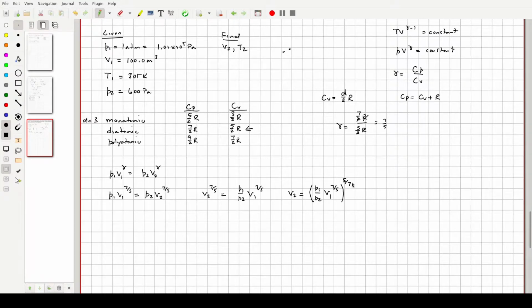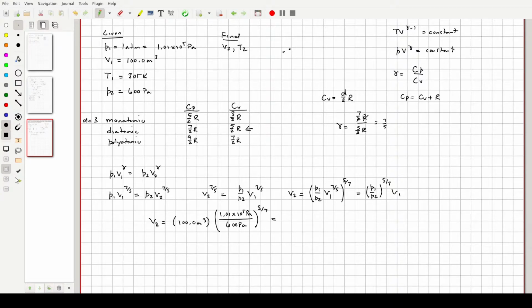Okay, if I do that and I let this go through, this 5/7 is going to hit this and make it be a 1, and it's going to put a 5/7 on the P1 over P2, times V1. So there you go. There's your relationship between the two. Now, V2 is going to equal V1, which is 100.0 cubic meters, times P1 over P2 to the 5/7 power. That's going to be 1.01 times 10 to the 5th pascals divided by 600 pascals raised to the 5/7.